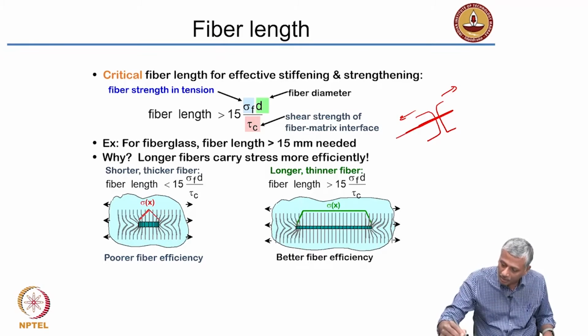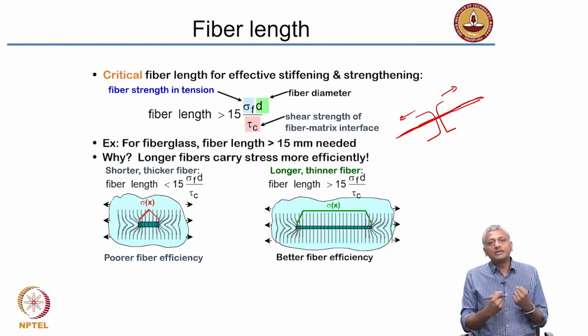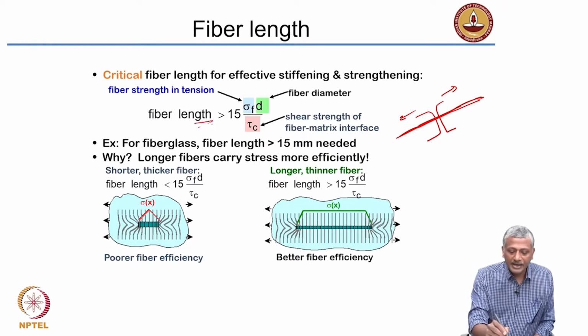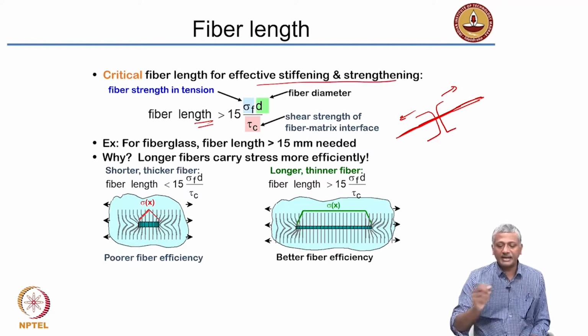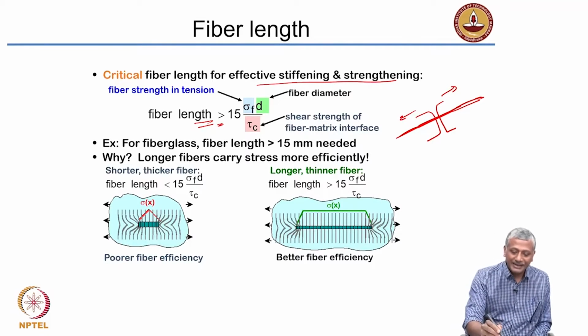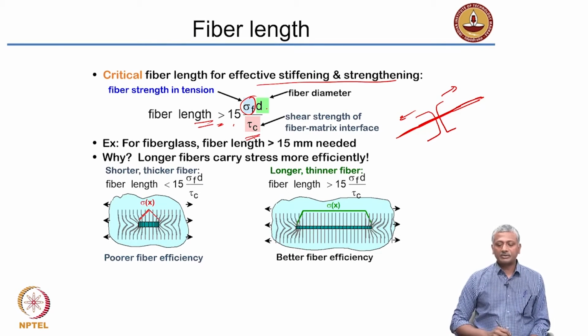So obviously the longer the fiber, the better it will hold the material together. So generally the fiber length has to be good enough for effective stiffening and strengthening. So fiber length should be greater than 15 times the fiber strength in tension multiplied by the diameter of the fiber divided by the shear strength of the fiber matrix interface.